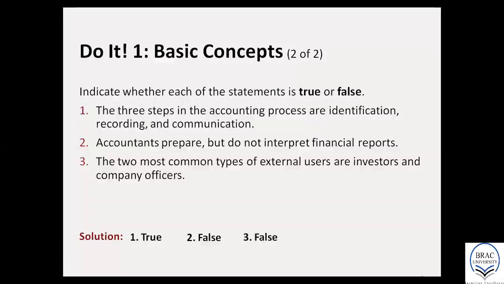The third one says the 2 most common types of external users are investors and company officers. This is false. As we all know, the 2 most common types of external users are investors and creditors, not company officers.